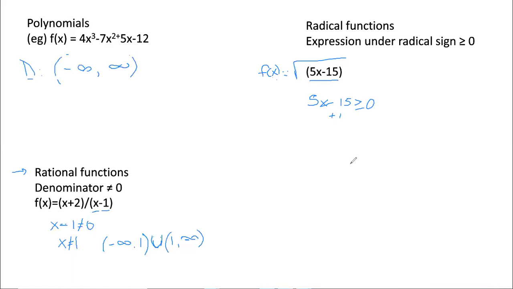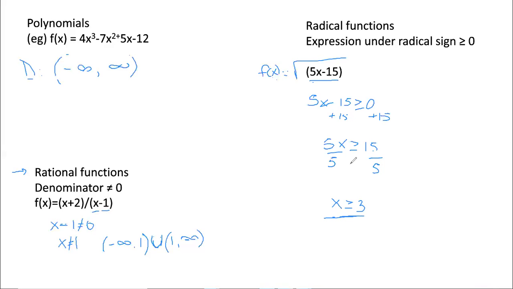Okay, so we can add 15 to both sides. We're just going to solve this inequality for x. We get 5x is greater than or equal to 15. Divide by 5. We get x is greater than or equal to 3. Again, we took the expression that was underneath our radical, said it's greater than or equal to 0, and then solved that for x to find the values of x that allow f of x to be a real number. So x has to be greater than or equal to 3.